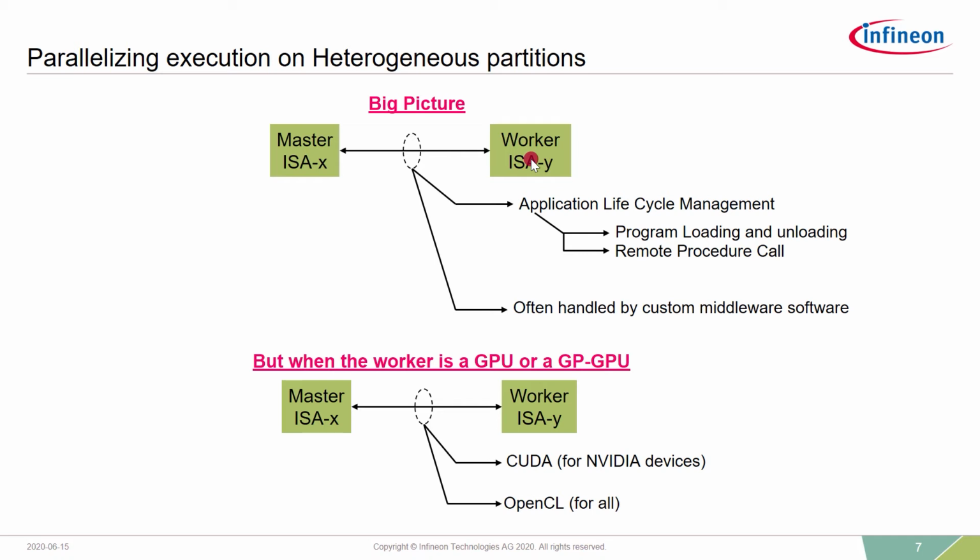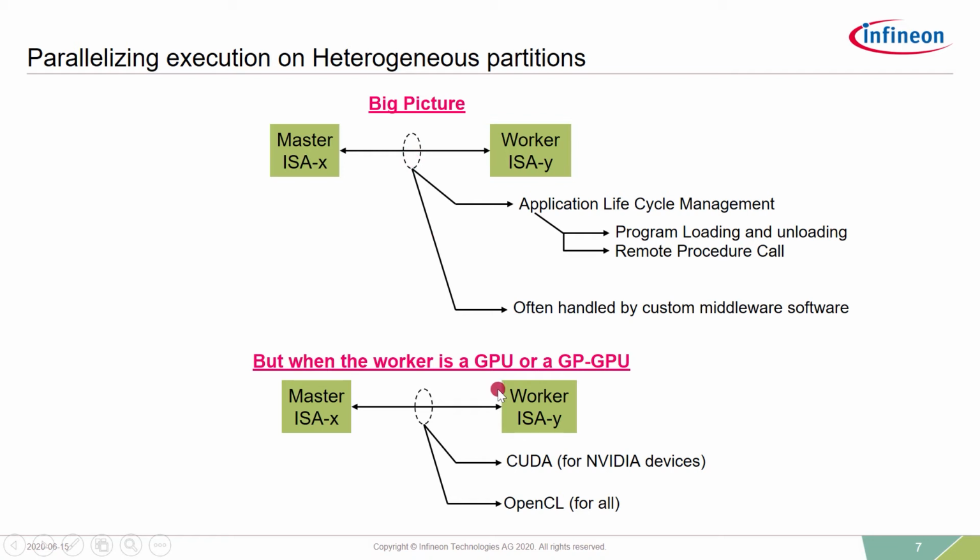Often the master is in charge of complete application lifecycle management of the worker core. This could mean having to load the programs onto the worker cores and at some point in time requesting remote procedure call services. The middleware infrastructure is typically custom and vendor specific.